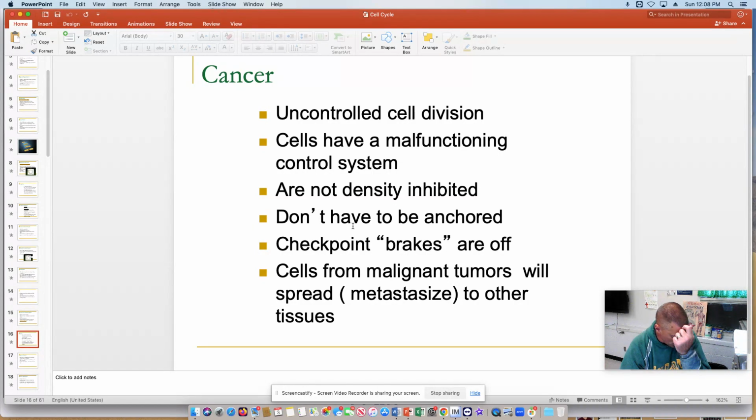And cancer cells don't have to be anchored. We didn't talk about this, but in senior anatomy and physiology they talk about how tissues will often have a base layer that they hook onto. Cancer cells don't need that; they can just grow out in their own space, so they don't have to be hooked to anything. The brakes are off, meaning the cell cycle is going out of control. And cells from malignant tumors will spread.